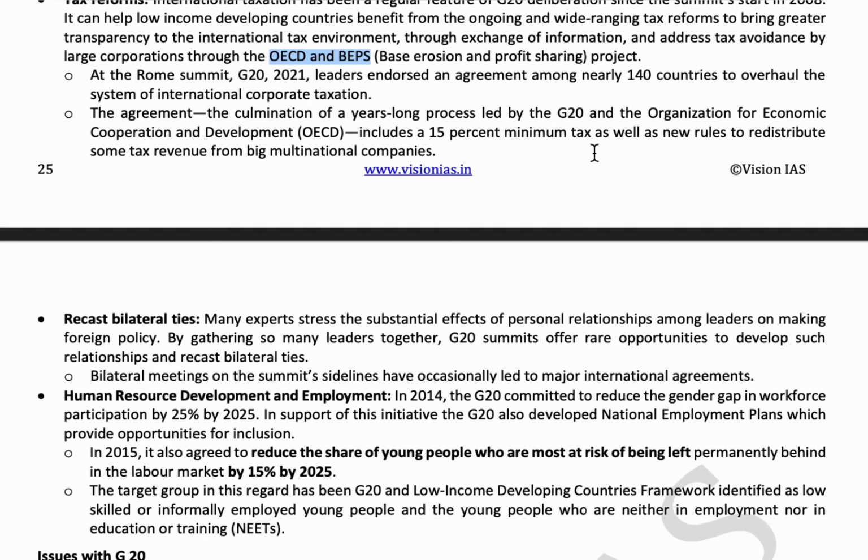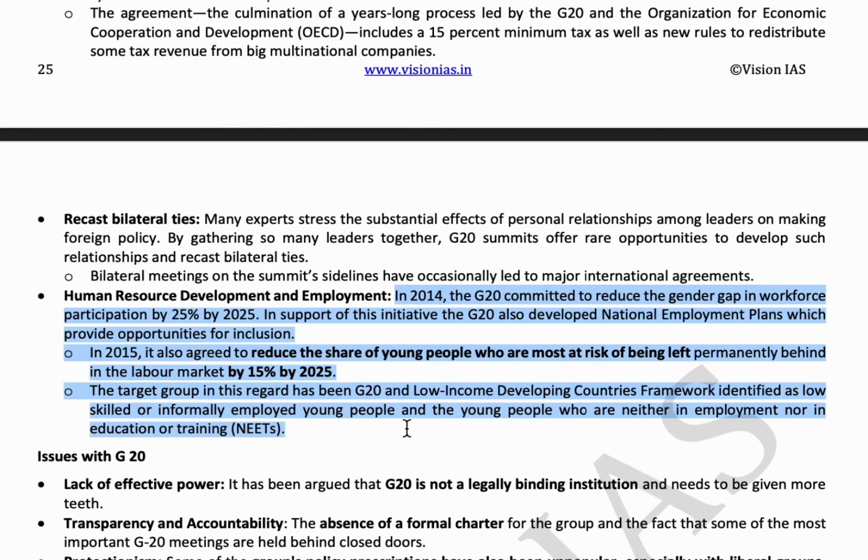So, now this G20 also aims to provide opportunities to develop bilateral ties between different countries. This also resulted in more international agreements. And the other one is G20 also gives human resource development and employment. Okay, so for example, in 2014, G20 aimed to reduce the gender gap in workforce participation by 25% till 2025. And the other example is in 2015 it aimed to reduce the share of young people most at risk of being left permanently behind in the labor markets by 15% by 2021. Okay, it has aimed to reduce the number of young people who are being left permanently behind in labor markets.